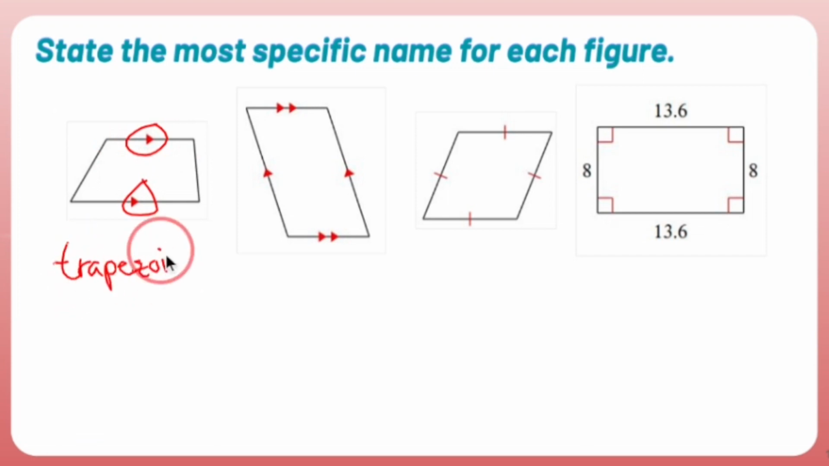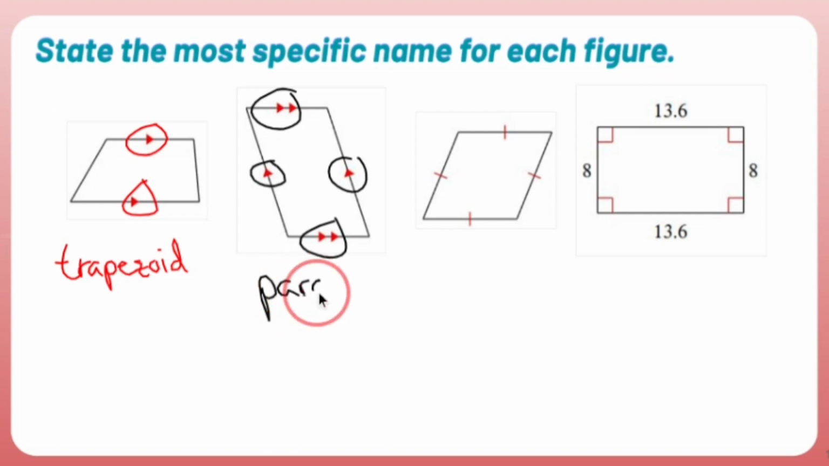trapezoid. Now, there's different types of trapezoids. There's a right trapezoid. That's if you have a trapezoid that creates a right angle. That doesn't happen here. What's next? Well, we've got 1 pair of parallel sides. We've got 2 pairs of parallel sides. This would be a parallelogram. Parallelogram.